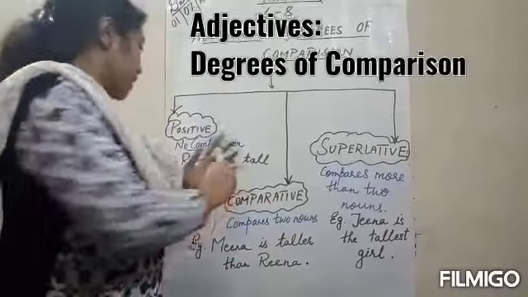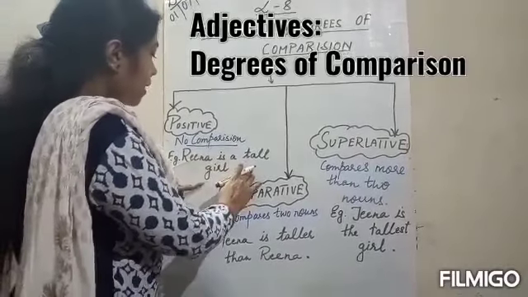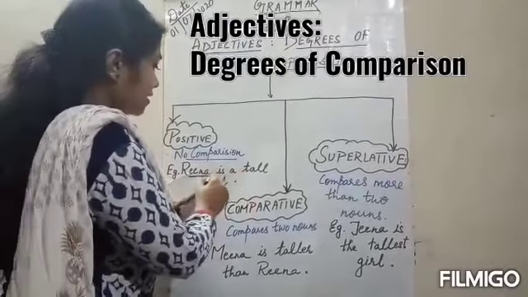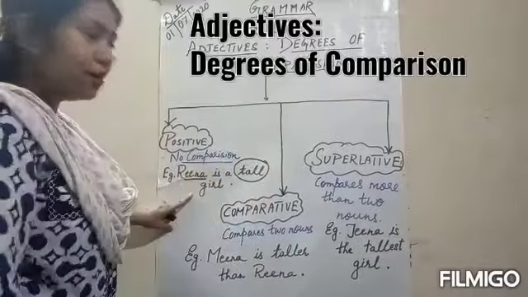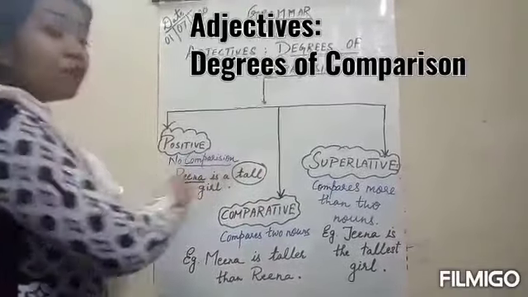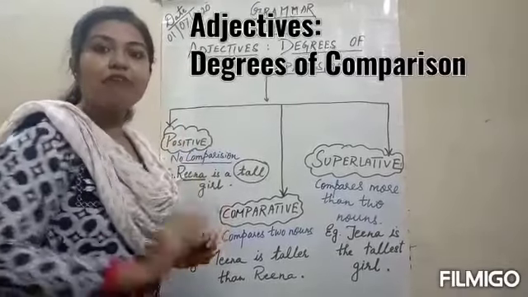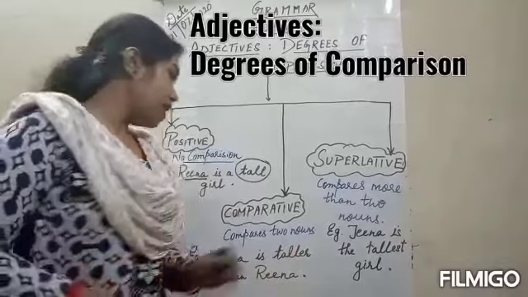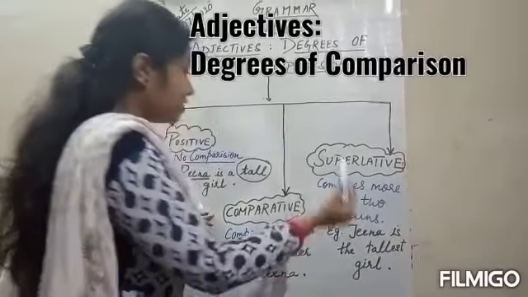Am I clear? Like, Reena is a tall girl. In this example, we are only talking about the noun Reena and we are describing Reena as a tall girl. We are not comparing Reena with anyone. Clear? That is known as positive degree where we are making no comparison between the nouns. Now coming to the second kind, our second kind is comparative degree.